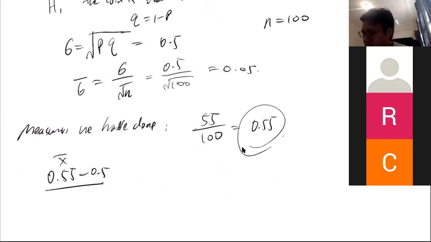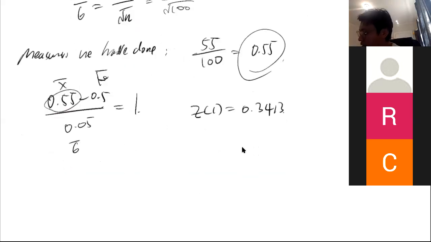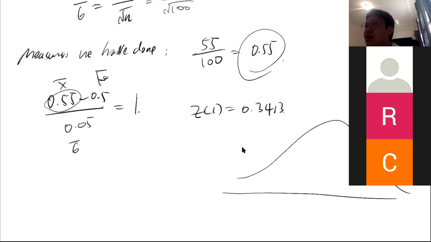So this is the x bar, this is the mu, and this is the sigma. We want to calculate the z-score, and we find that this 0.05 is just one standard deviation above the mean. So the area for a z-score of one standard deviation is 0.3413.